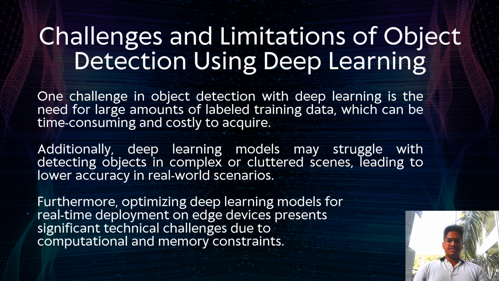Challenges and limitations of object detection using deep learning. One challenge in object detection with deep learning is the need for large amounts of labeled training data, which can be time consuming and costly to acquire. Additionally, deep learning models may struggle with detecting objects in complex or cluttered scenes, leading to lower accuracy in real world scenarios. Furthermore, optimizing deep learning models for real time deployment on edge devices presents significant technical challenges due to computational and memory constraints.